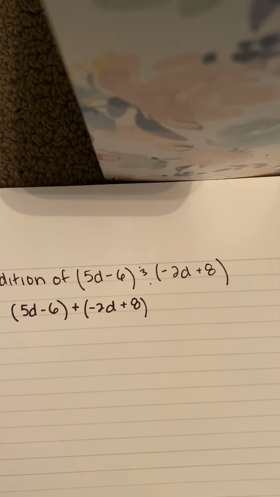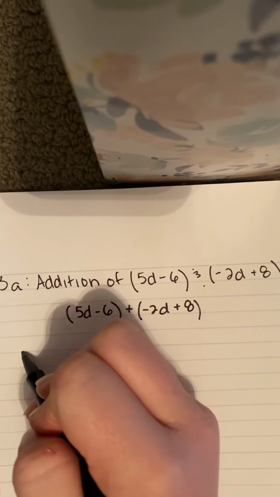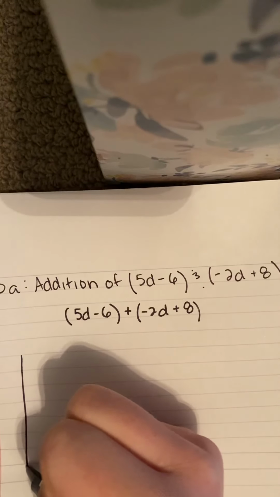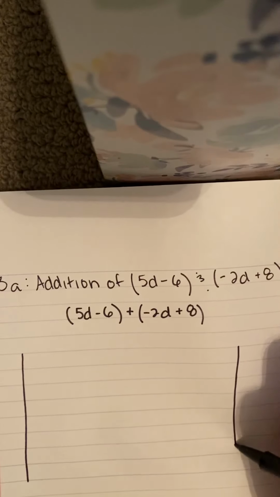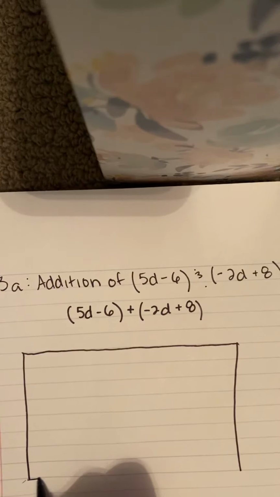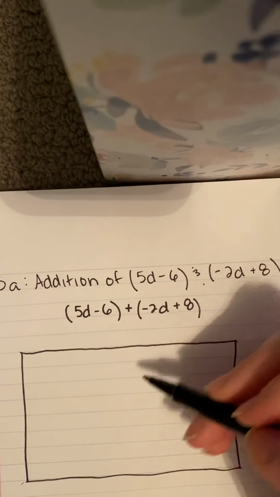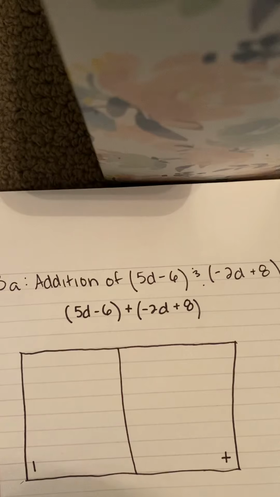So to do this, we need to make the algebra blocks mat because I'm going to be drawing it out. I'm going to make it about this big, so you make basically a square looking mat. And that needs two sides. This is going to be the positive side, and this is going to be representative of the negative side.